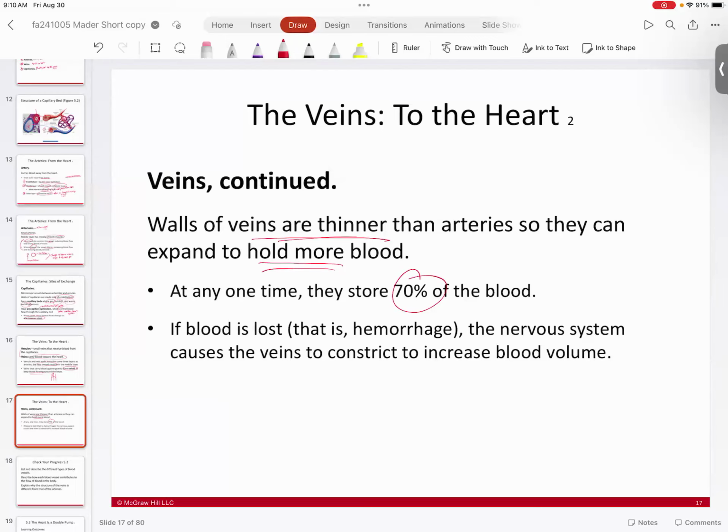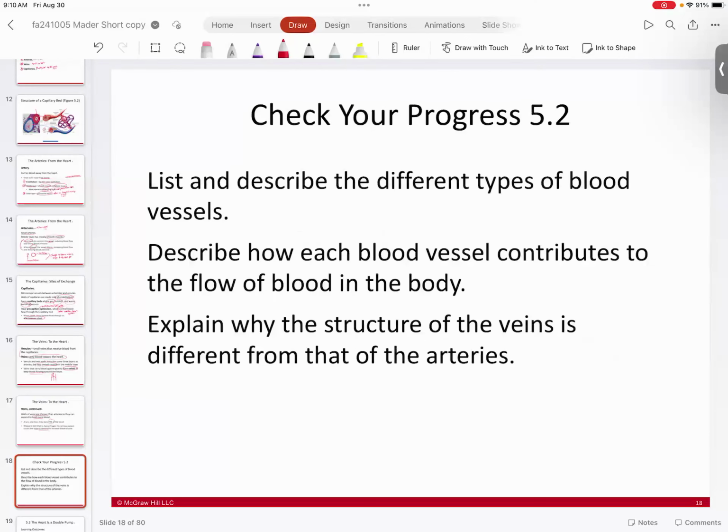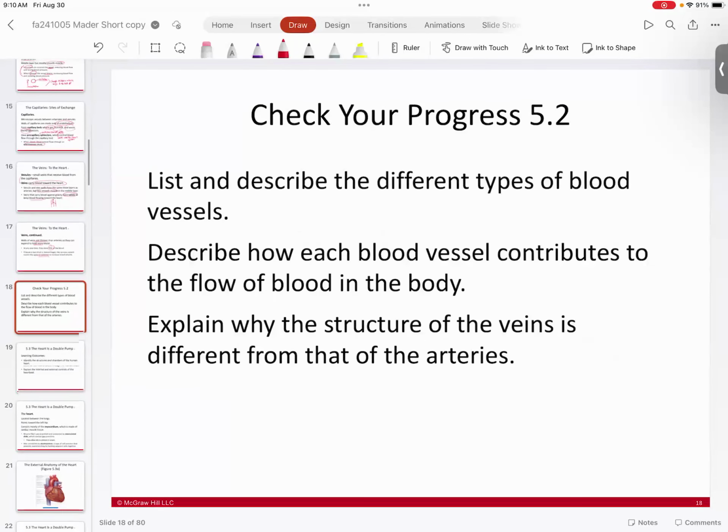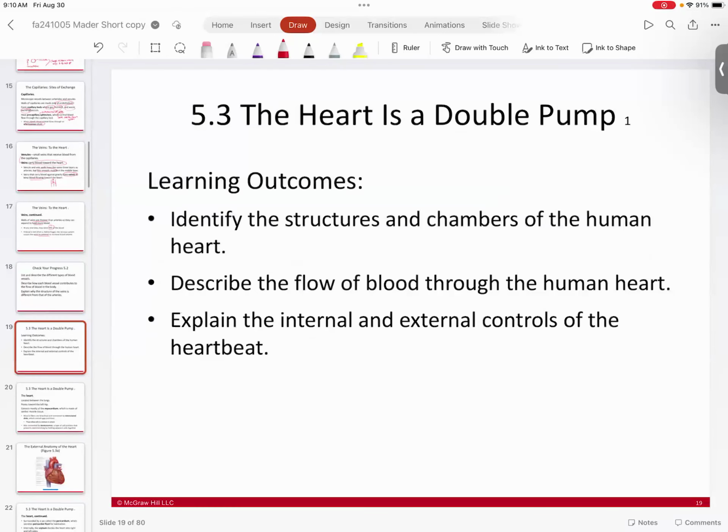Generally speaking, if you rupture one of these vessels, then it's a hemorrhage. That's basically where you lose blood. And the nervous system will cause the veins to constrict to increase blood volume to make sure that you keep your blood moving. You have to keep your blood moving. If your blood stops moving, then you are going to die.